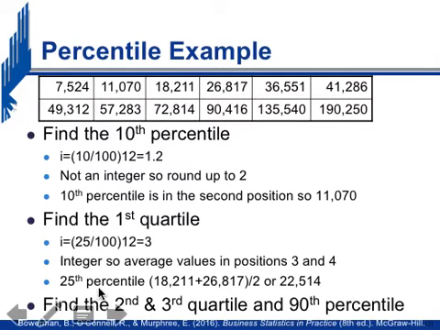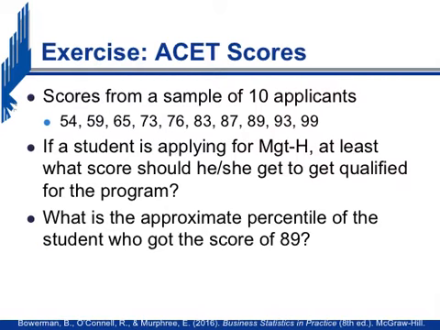So you can do the rest, try to compute for the second, the third, and the 90th percentile on your own. Now we have another example here where you only have a sample of 10 applicants.